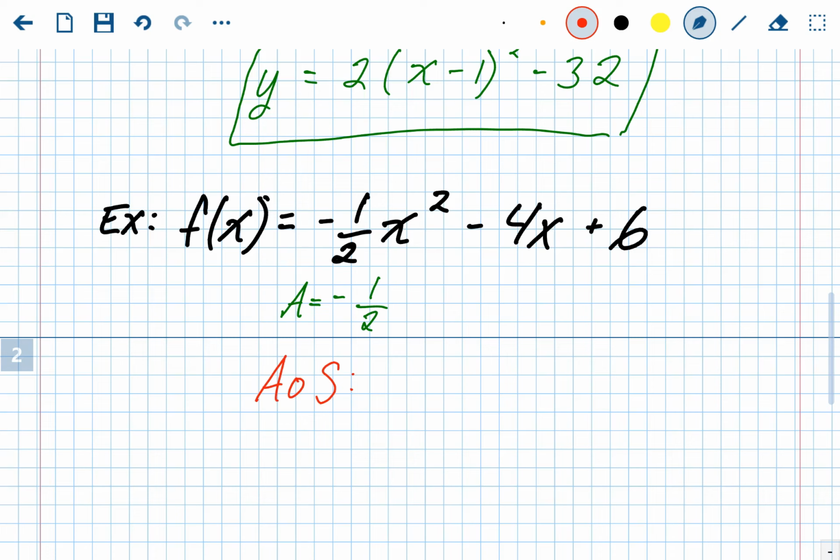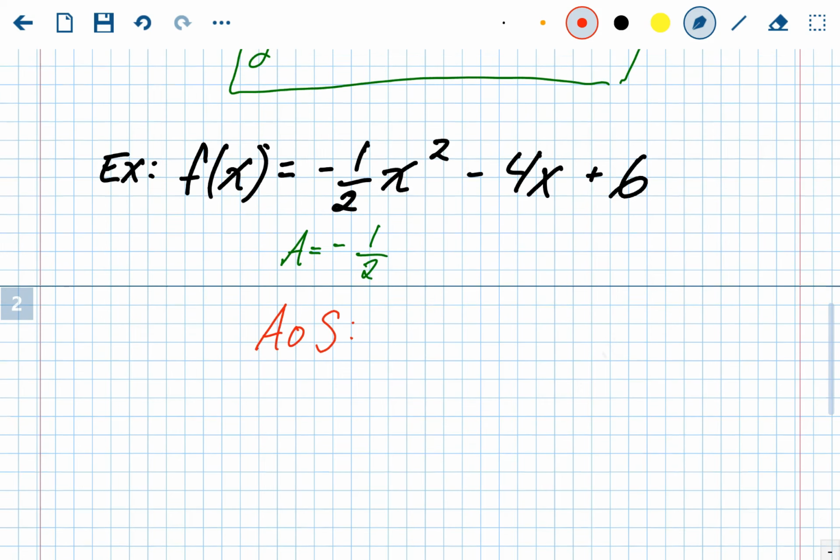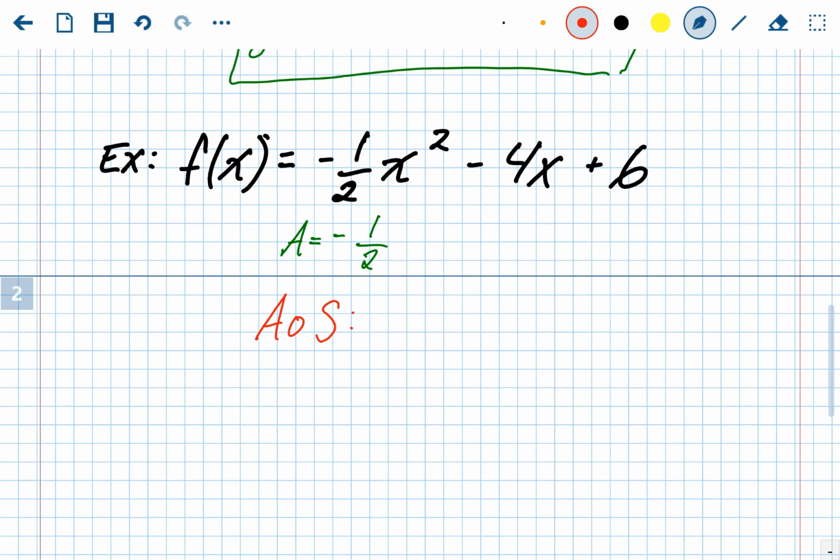And then we're going to have to find the k value, which will be the y value of the vertex. Okay. So we'll start with the axis of symmetry, the opposite of b over 2a. Well, again, b is negative 4. So the opposite of negative 4 is positive 4 over 2 times negative 1/2. That's 4 over negative 1. So our axis of symmetry is negative 4.